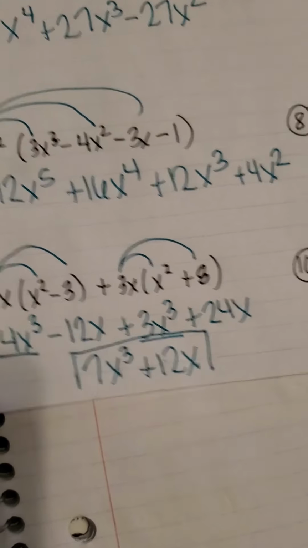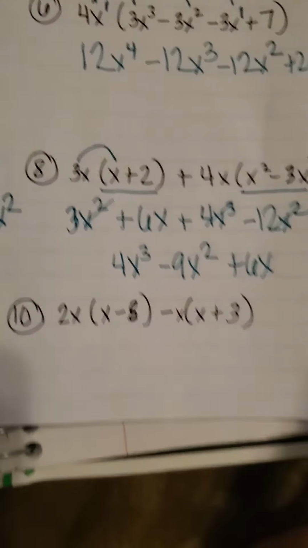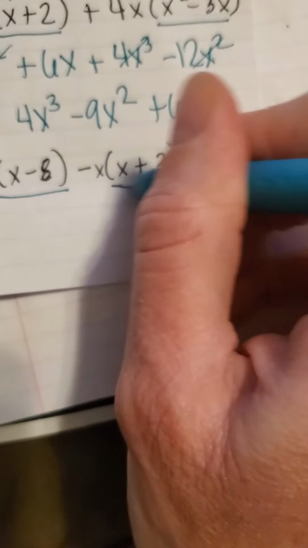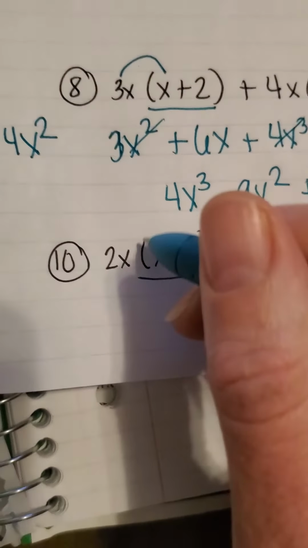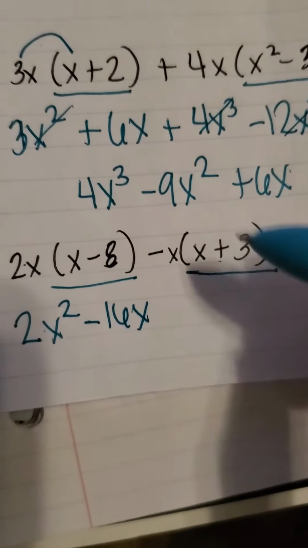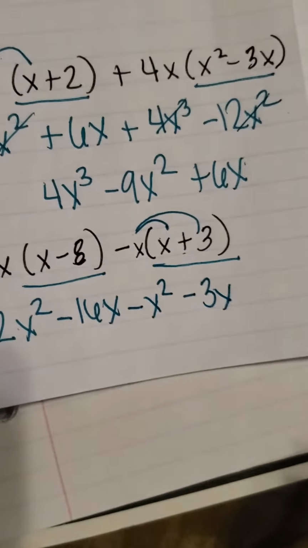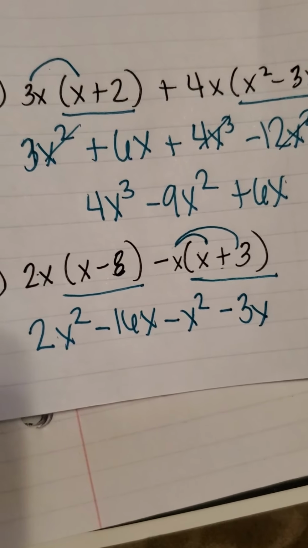Just finish. And then this is my last one. Again, I have 2 parentheses, so I'm multiplying by 2 different things. So in the first one, I multiply everything by 2x. So I have 2x squared minus 16x. There's my first one. Then over here, when I go and distribute, I get negative x squared minus 3x. Again, make sure I went and changed those signs.